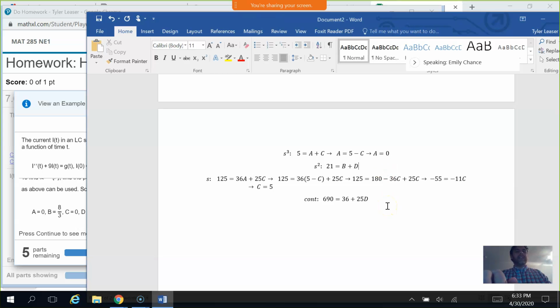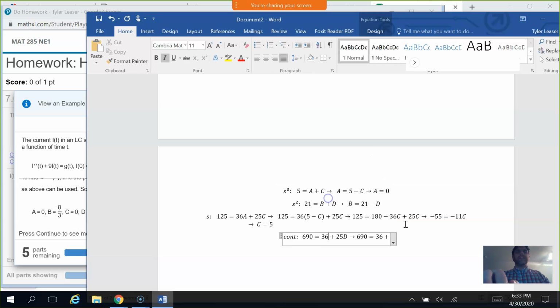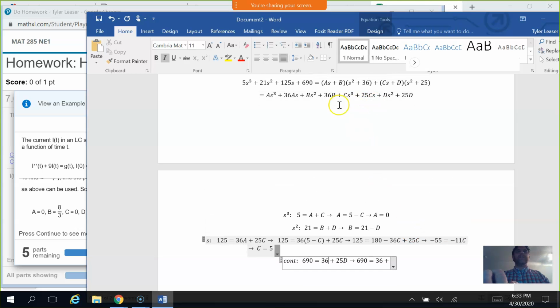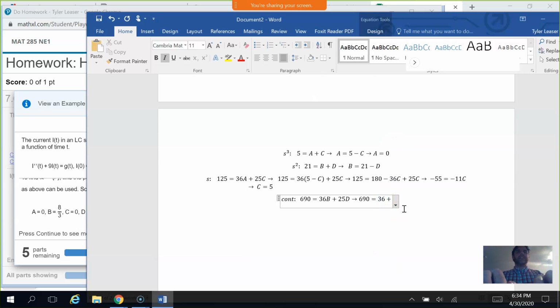Same thing for this next set of equations. We'll solve it for maybe B and get B is 21 minus D. Plug that into the last equation. That's going to give us 690 is 36. I missed a letter here. 36B plus 25D. So 36 times 21 minus D, that plus the other one, 25D.